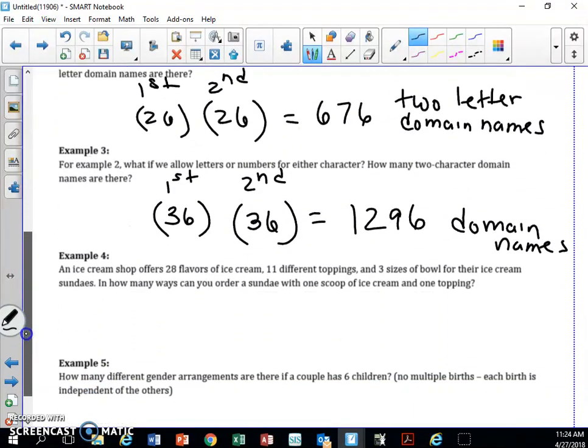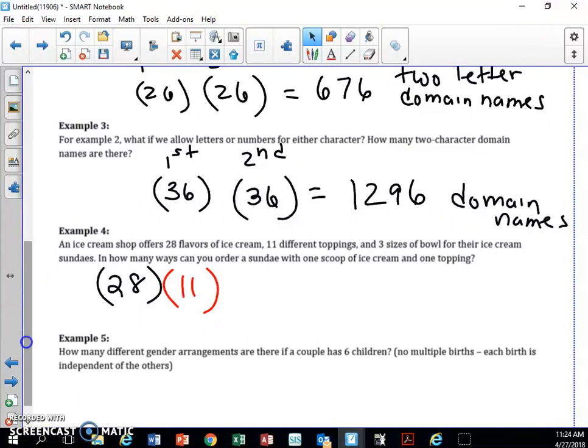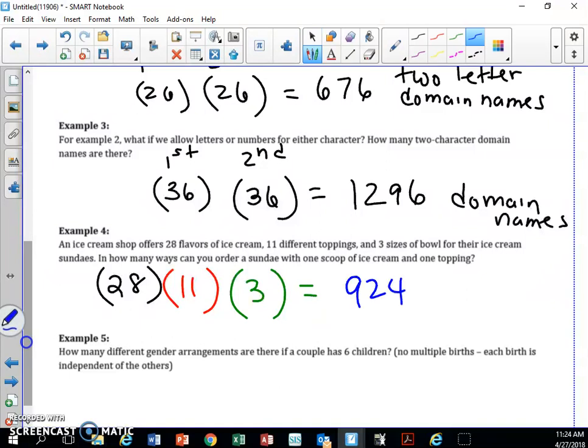Example 4, the ice cream shop. We have 28 flavors of ice cream, 11 different toppings, and 3 sizes. So how many ways can we order the sundae with 1 scoop of ice cream and 1 topping? So if we have 28 flavors, 11 different toppings, and 3 different sizes, if we multiply that together, we have 924 ways we can order the sundae.